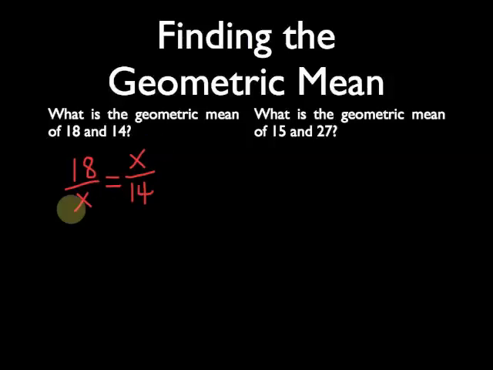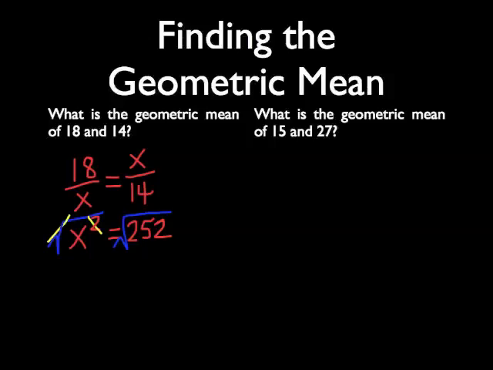To solve this proportion, we are going to use the cross products property of proportions. When we multiply our means, we get x squared. And when we multiply our extremes, we are going to get 252. Now, how many of you remember from your algebra how to undo a square? Hopefully you remember that that is by using a square root. So the square root and the square undo each other.